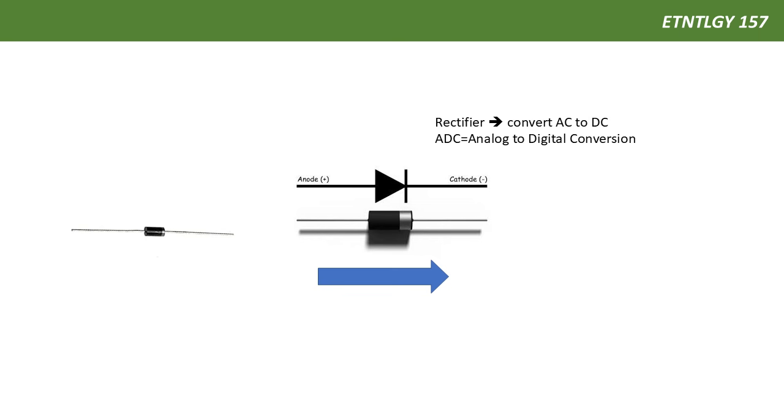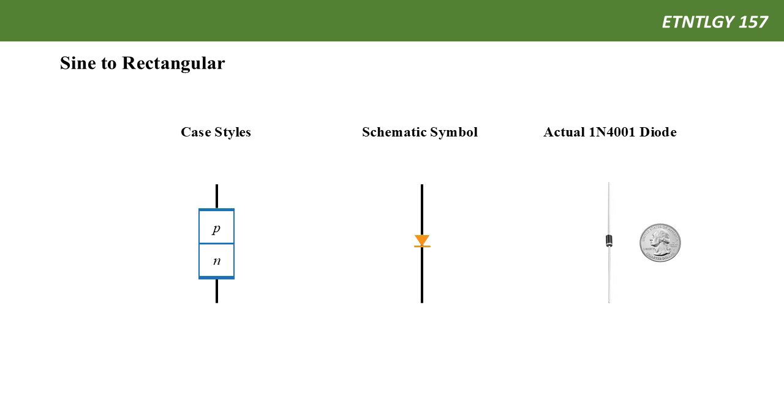You may ask, what's the reason of using a diode? The key purpose for using a diode is to direct current, to bypass current. Currents only can flow in one way, from positive towards negative, from anode to cathode. And there is no way for the current to flow in the reverse direction. The diode will block the current. Now we put the case diode, the schematic symbol, and an actual diode together. I also put a quarter coin next to the actual diode to see the relative size.